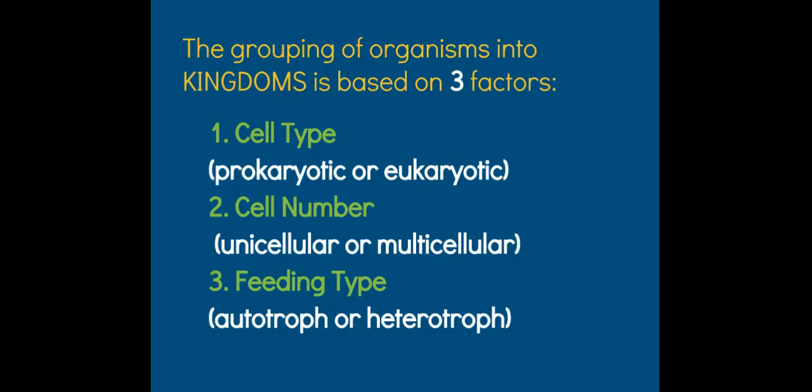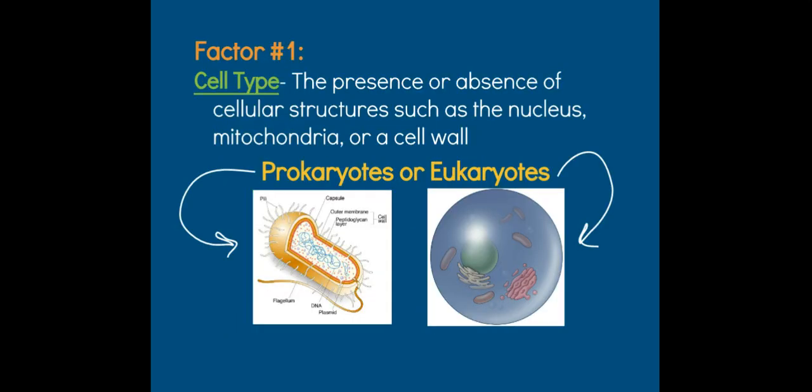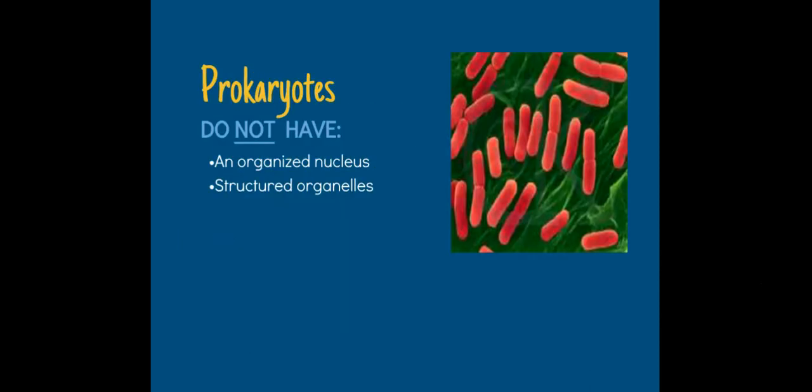You can categorize organisms into the kingdoms based on 3 factors: cell type, cell number, and feeding type. Cell type includes the presence or absence of cellular structures such as the nucleus, mitochondria, or cell wall. So basically, are they prokaryotic or are they eukaryotic? Remember, prokaryotes do not have a nucleus or structured organelles.